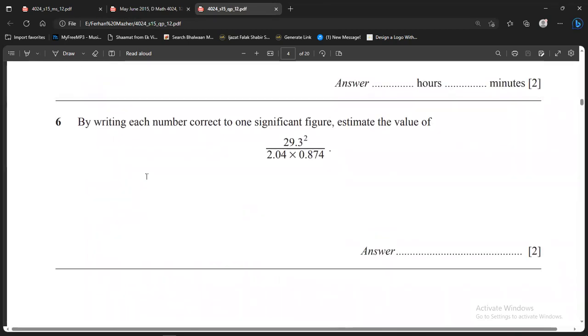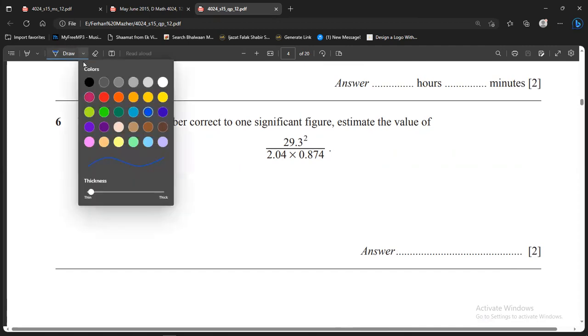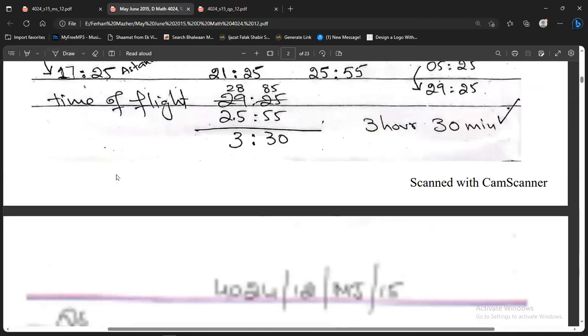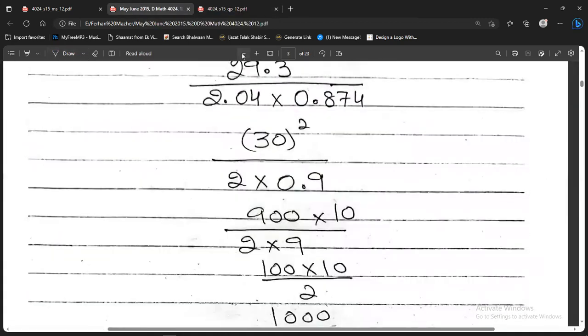Question number 6. By writing each number correct to one significant figure, estimate the value of 29.3 square, and that will become 30. 29 can be written as 30. And 2.04, that will be 2, multiply 0.874, that will be 0.9. And then you can easily do the calculation.